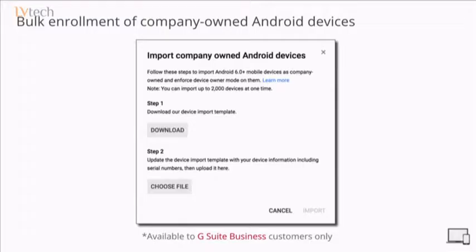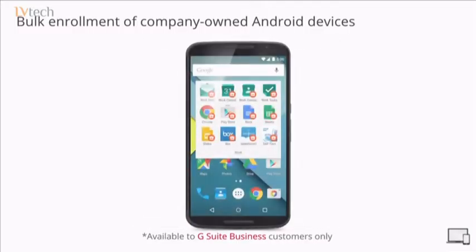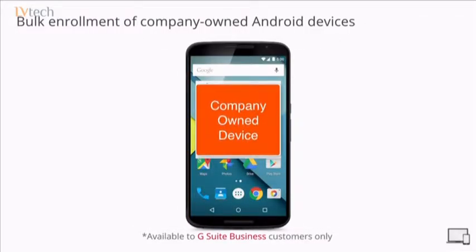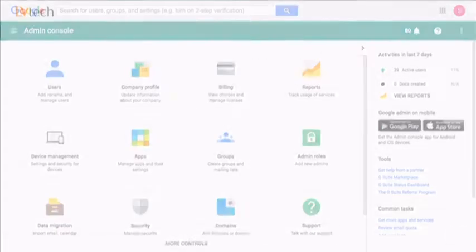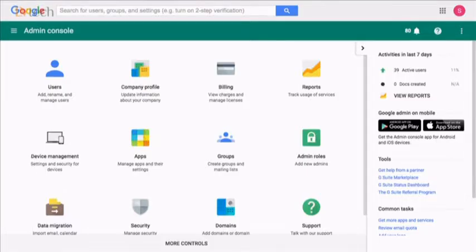Another update around mobile devices is the new ability for bulk enrollment of company-owned Android devices. Please note this feature is only available with G Suite business domains. Last year, we introduced the ability to manage company-owned devices running Android 6.0 or Marshmallow. This allowed companies to provide devices to their employees, then flag these devices as company-owned within Google Mobile Management.